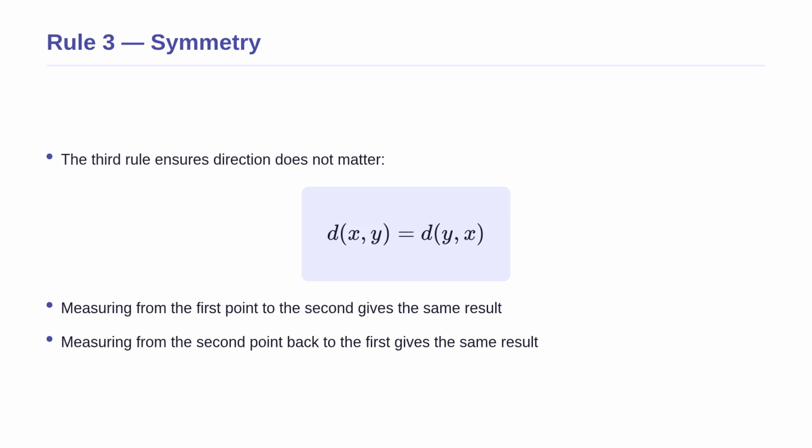Moving on to the third rule, we have the property of symmetry in our distance measurements. This simply means that the distance from the first point to the second point is exactly equal to the distance from the second point back to the first point. The order in which you measure the points does not change the final result. Whether you walk from your bedroom to the kitchen or from the kitchen to your bedroom, the amount of floor you cover is identical. Symmetry ensures our metric behaves logically, regardless of direction.